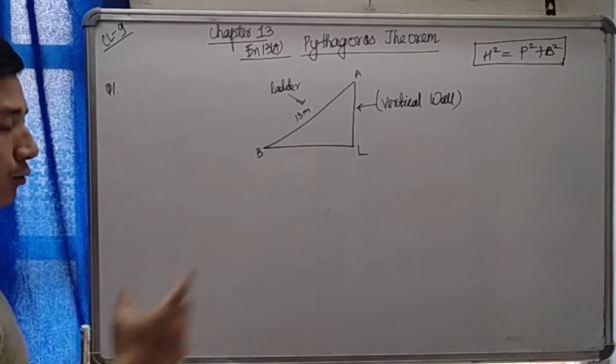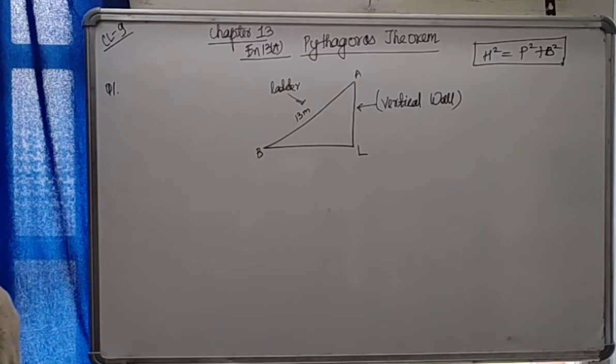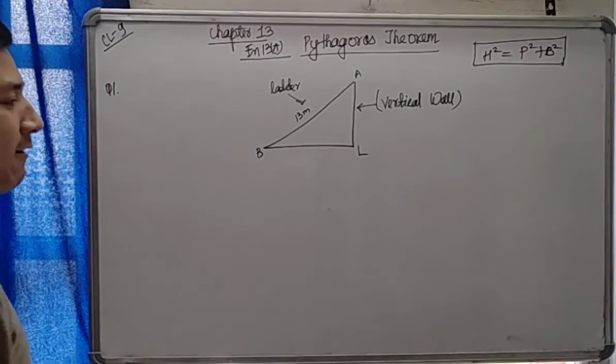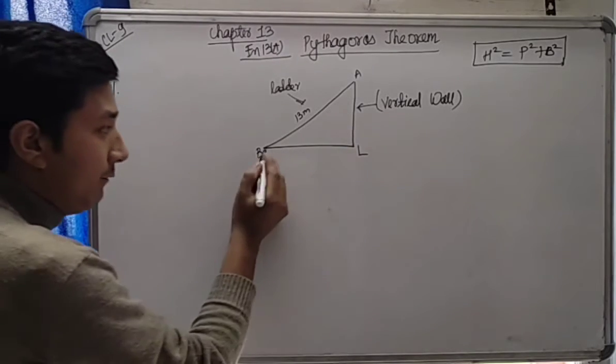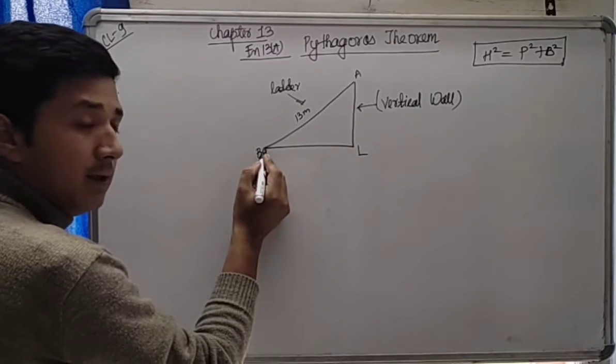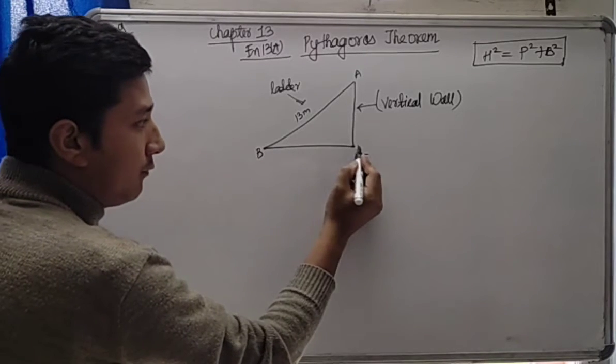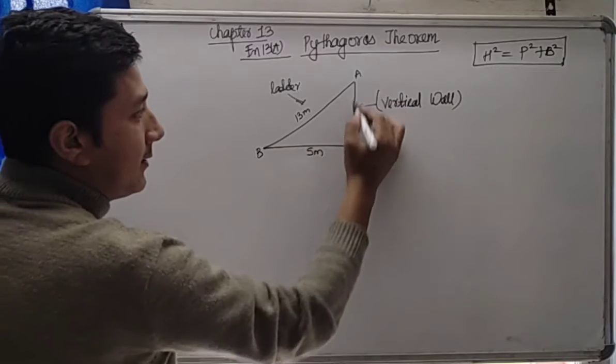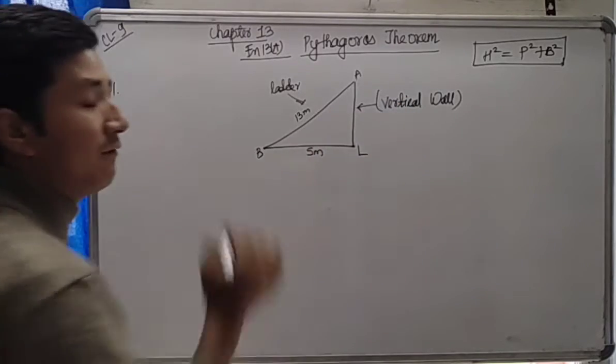Also given to us is that the foot of the ladder, that is B, is 5 meters away from the foot of the wall. So if this distance is 5 meters, then we are asked to find this distance, AL. We need to find AL.